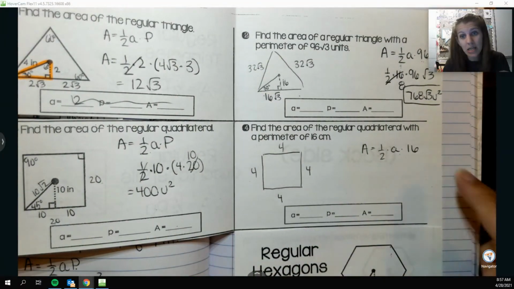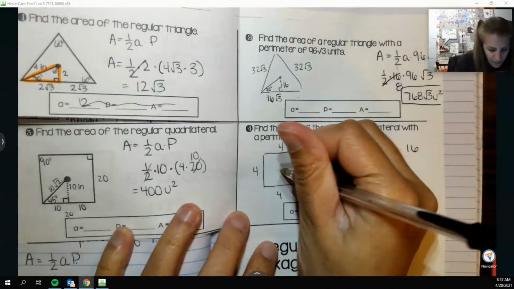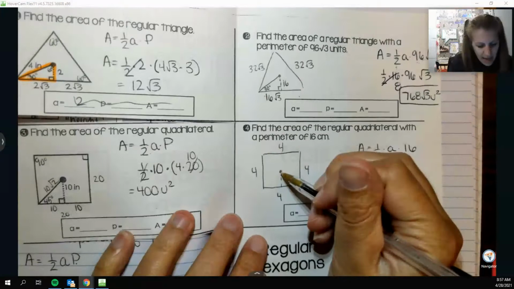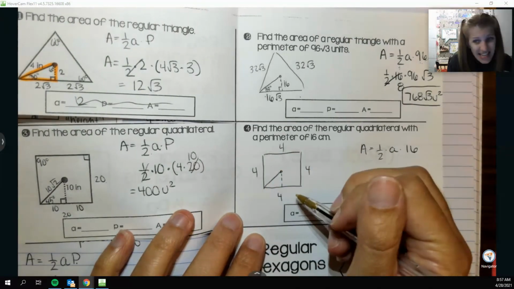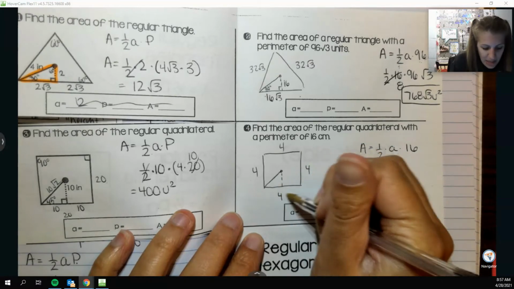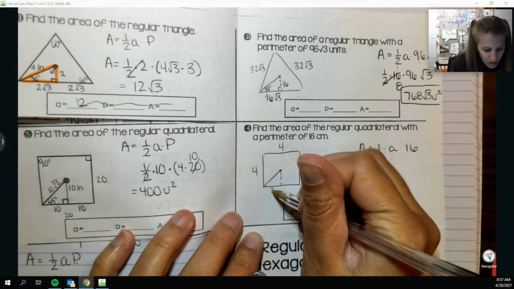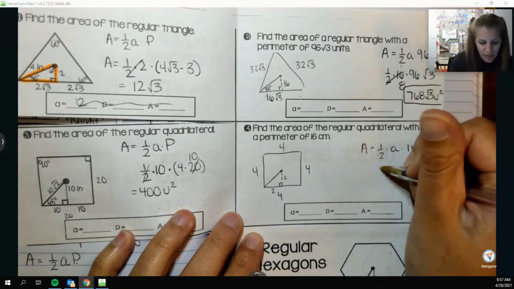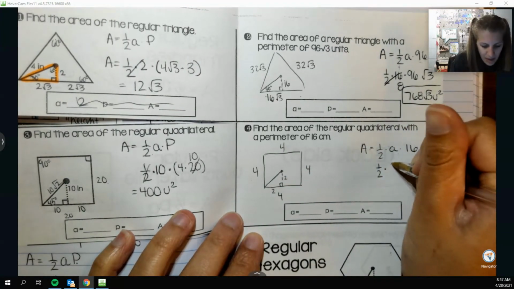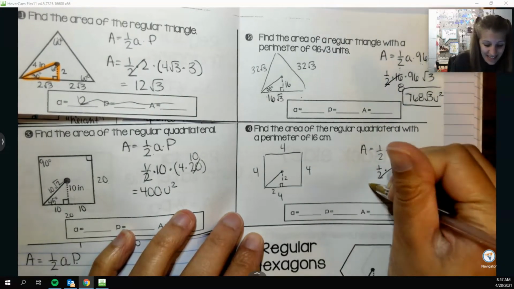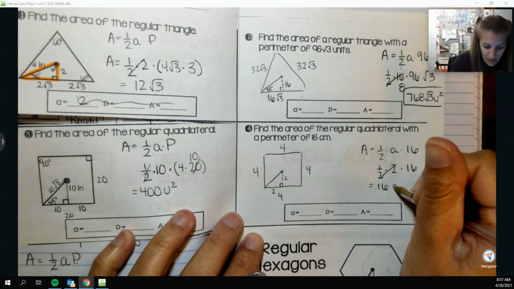But just to practice our half apothem times perimeter, if I draw that apothem in and I make that same right triangle, it's still going to be a 45, 45, 90. The apothem split the 4 in half, so it's 2. So the other leg will also be 2, which means your apothem is 2. And so if I take half of 2 times 16, it's 16. Oh my gosh, I just thought of another thing as well, centimeter squared.